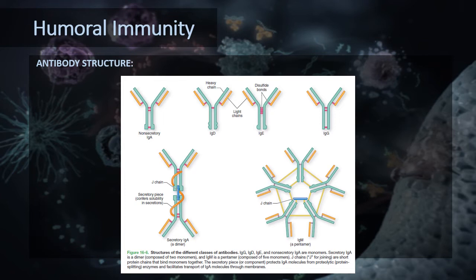Here is the structure of the different classes of antibodies. We have the non-secretory IgA, IgD, IgE, and IgG, which are all monomeric in structure. The secretory IgA is a dimer since it is composed of two monomers joined together by a J chain or joining chain. We also have the IgM, which is a pentamer composed of 5 monomers with a J chain in the middle.